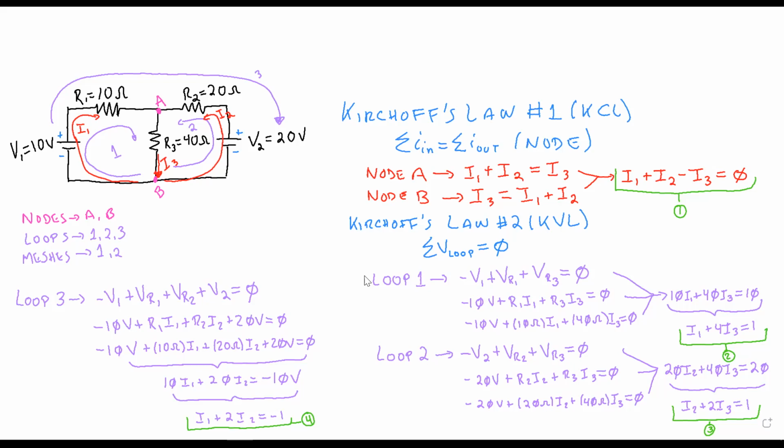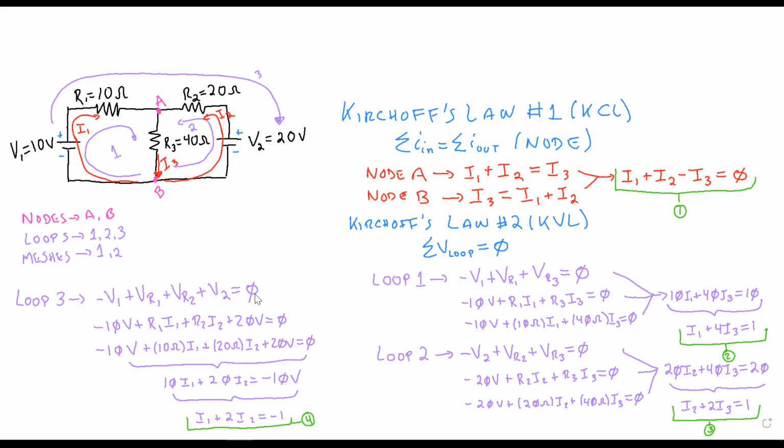So it's going to be X plus Y minus Z equals 0. And here it's going to be X plus 4Z equals 1. And the last one would be I2 plus 2I3 equals 1. So it would be Y plus 2Z equals 1.